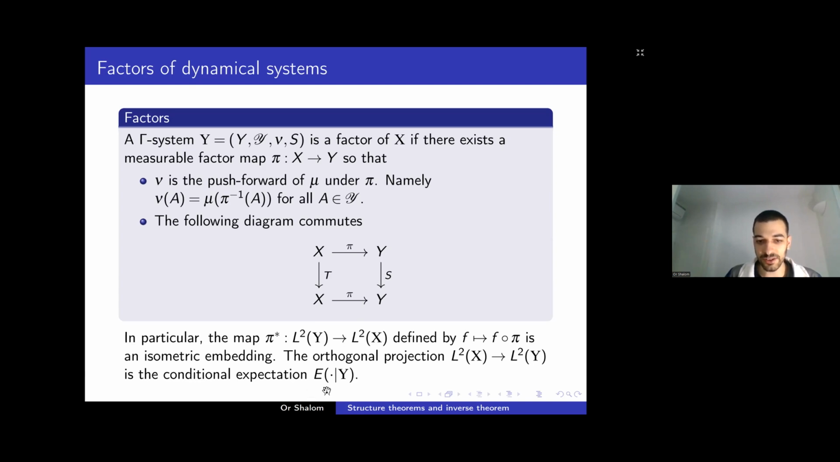And this projection is called the conditional expectation. It's a bit better than an arbitrary projection because it comes from a factor map, but you should think about it as an orthogonal projection. Okay, so when I say a factor, I just say that I distinguish a certain family of functions.